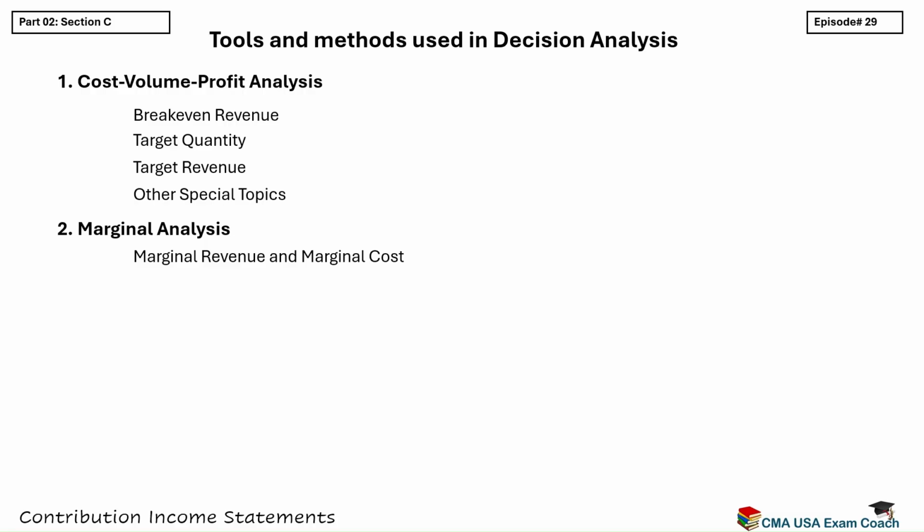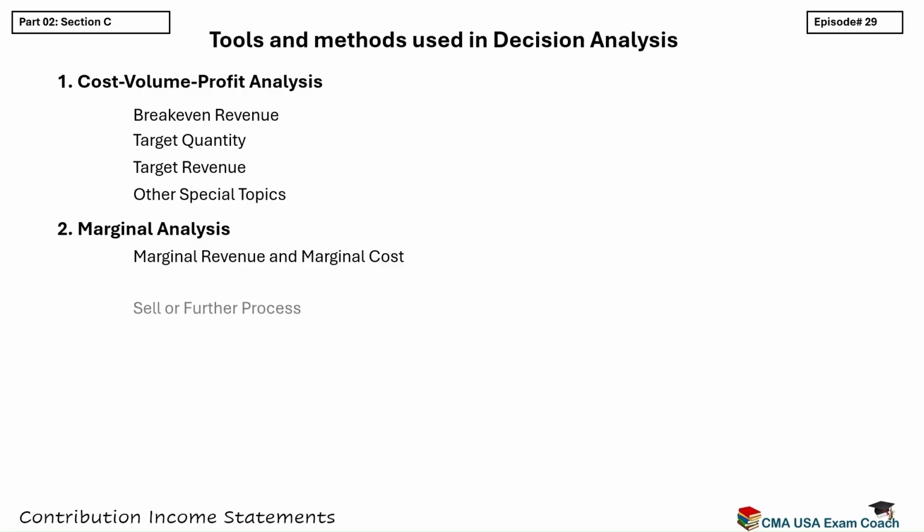It compares the extra revenue earned by producing one more unit to the extra cost of producing it. If marginal revenue is higher than marginal cost, the company should go ahead. But if the cost is higher, it may not be worth it. This basic logic is applied in many different types of decisions.